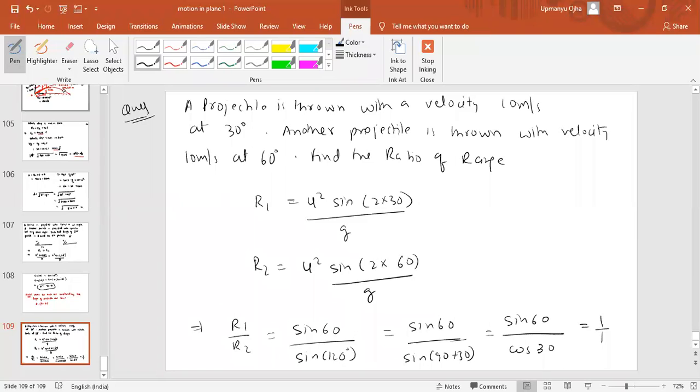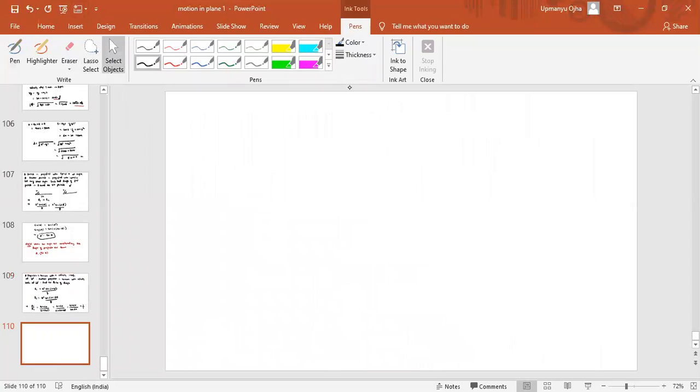Say one more problem: if one projectile is projected at angle 15 degree, other at 75 degree, then what is the ratio of the range? One is 15, other is 75. Directly 1 is to 1, because both are complementary angles. So this type of problem can also be asked.